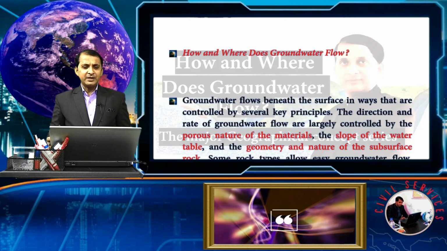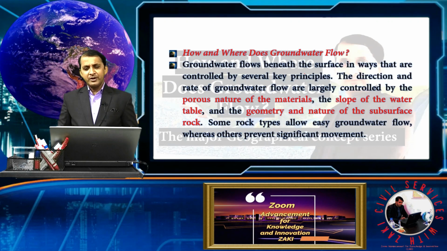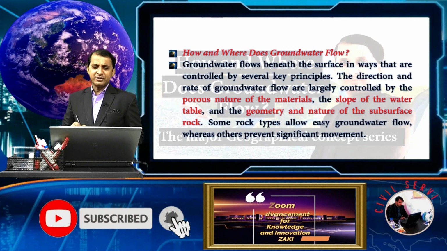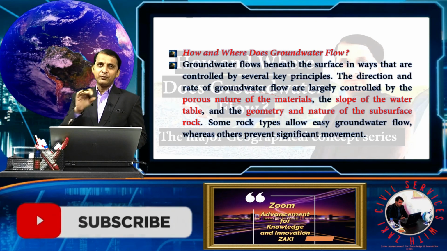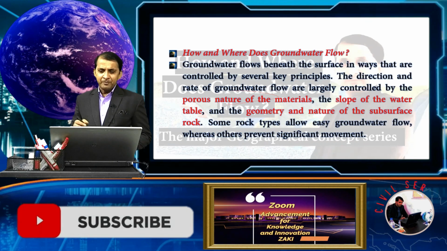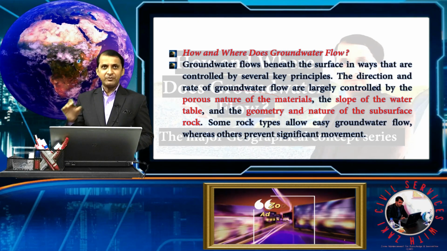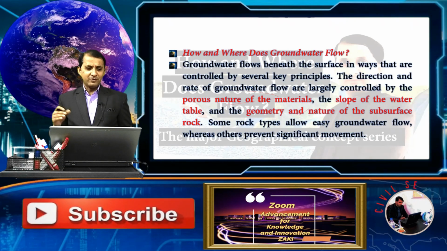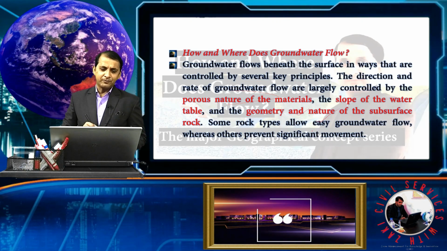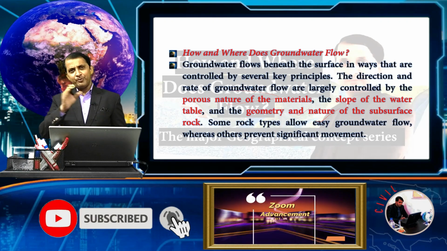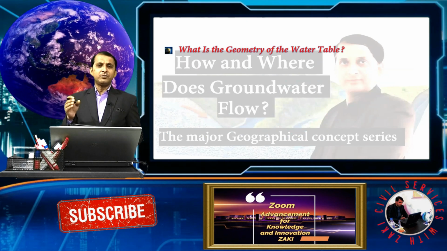Basically, groundwater flows beneath the subsurface in ways that are controlled by several key principles. The direction and rate of groundwater flow are largely controlled by the porous nature of the material. If the material is more porous, then the water flows more rapidly. The slope of the water table and the geometry and nature of the subsurface rock also control the flow of subsurface water or groundwater. Some rock types allow easy groundwater flow, whereas others prevent significant movement of groundwater. So first, see the geometry of the water table.